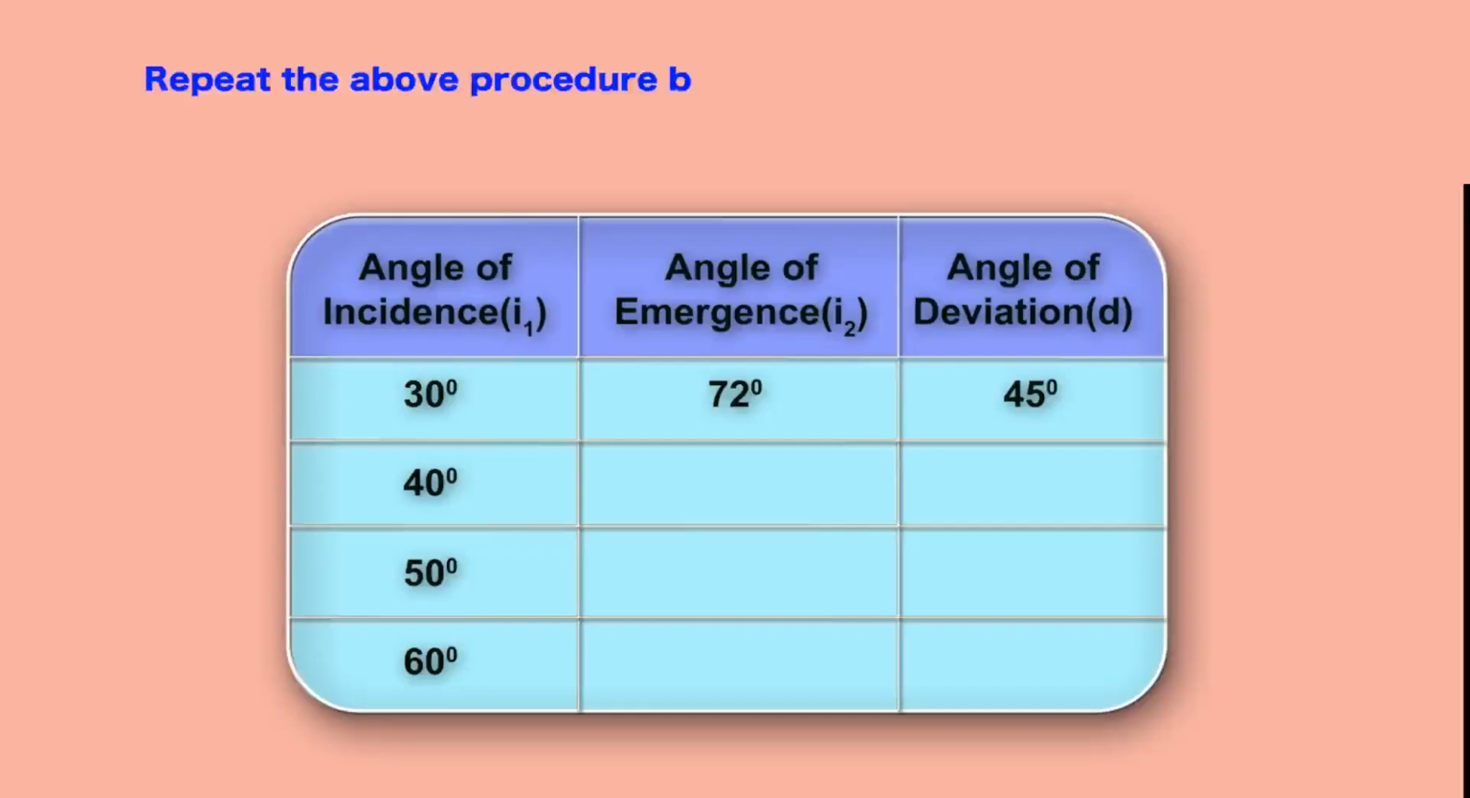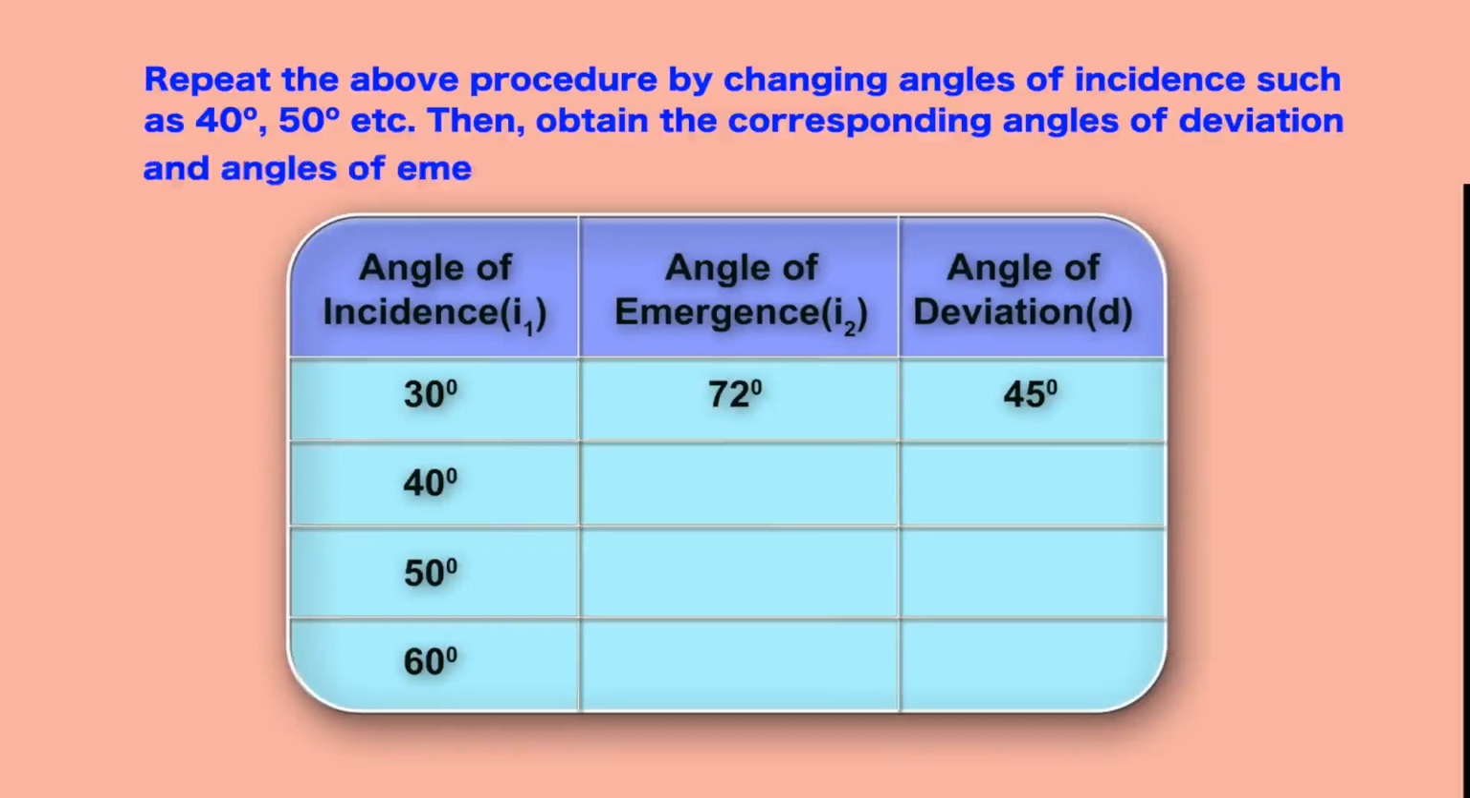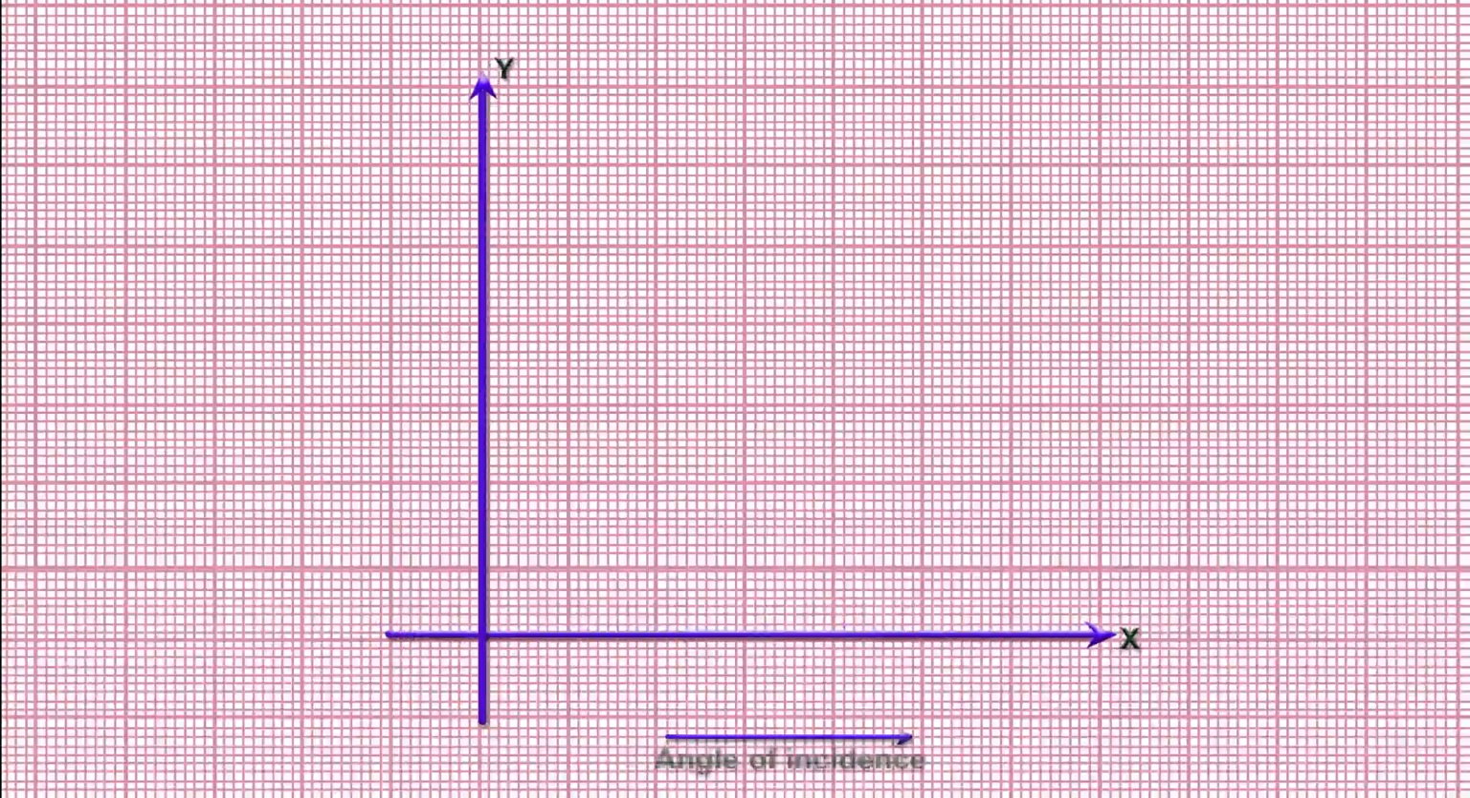Repeat the above procedure by changing the angle of incidence, such as 40 degrees, 50 degrees, etc. Then obtain the corresponding angles of deviation and angle of emergence and note them in a table. By considering the angle of incidence on the x-axis and the angle of deviation on the y-axis, draw a graph between the angle of incidence I and angle of deviation D.